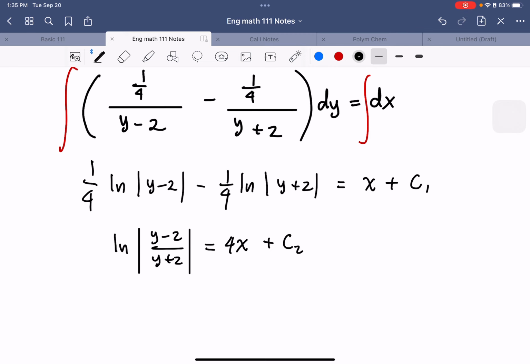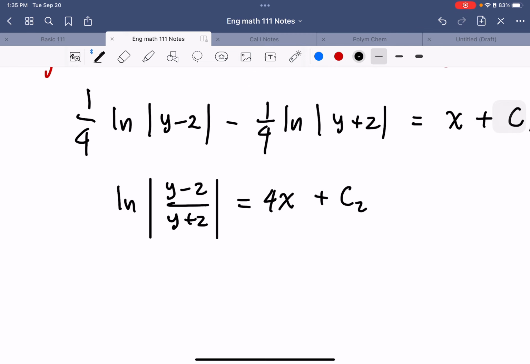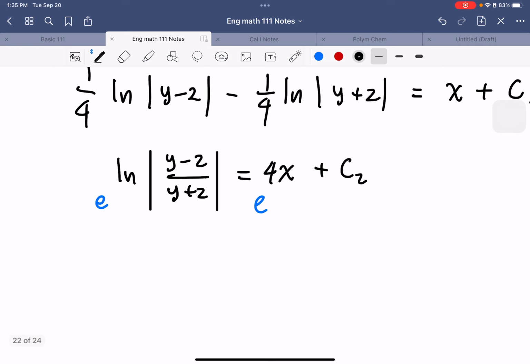Okay, let's simplify it and make it into y forms. So we use that. Okay, so this will be y minus 2, y plus 2, and e with power of 4x plus c2, right?